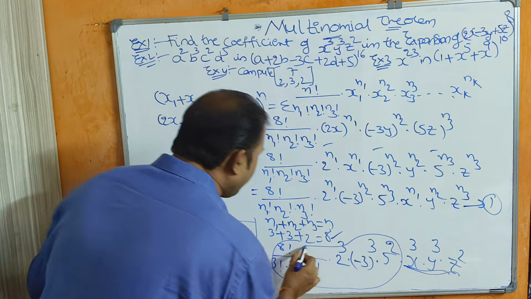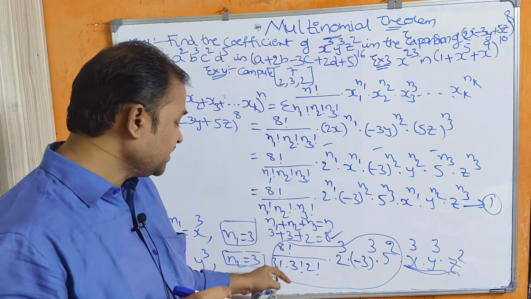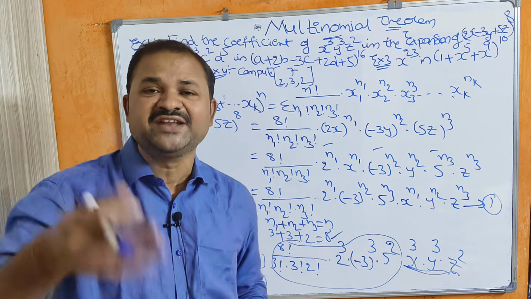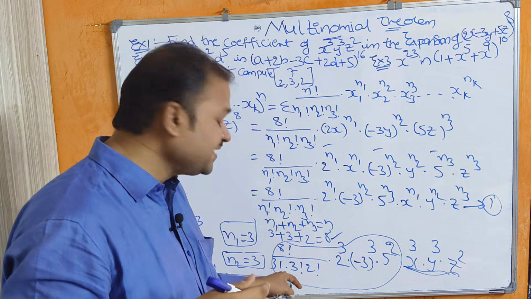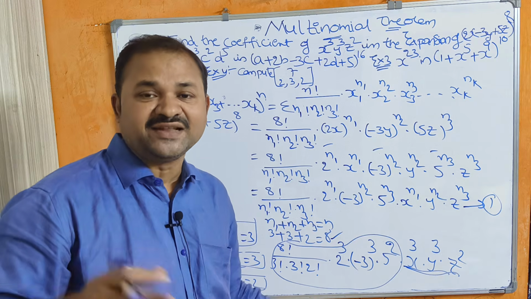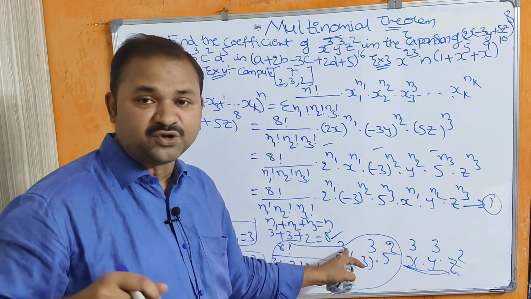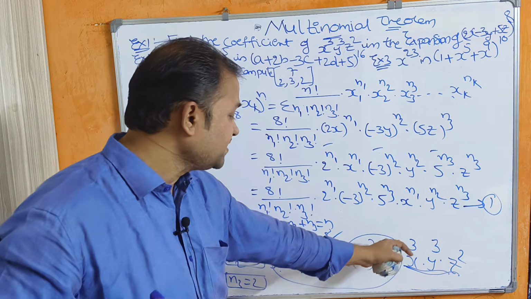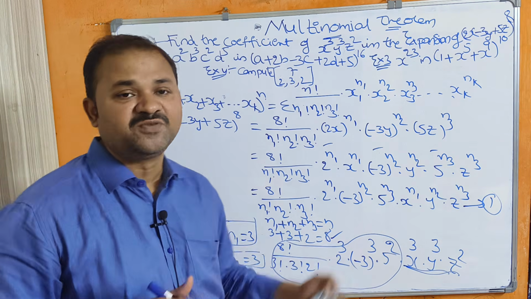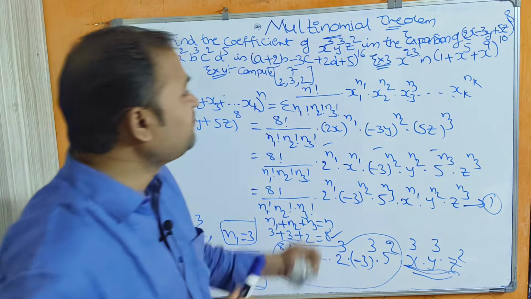Now you need to simplify this equation with the help of the calculator. So 8 factorial by, what is the result of 8 factorial? 8 into 7 into 6 into 5 into 4 into 3 into 2. Then you need to determine 3 factorial. 3 factorial result is 6. 6 into 6 into 2 factorial result is 2. Numerator 2 cube means 8. Minus 3 whole cube means minus 27. 5 square means 25. So you need to simplify that result, and that will become the coefficient of this one. So this is the first problem.